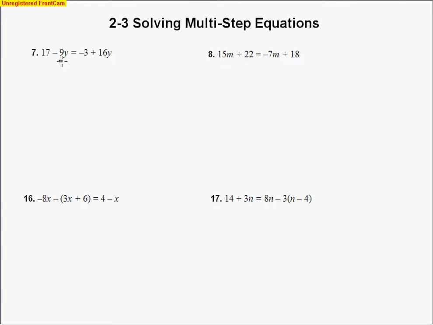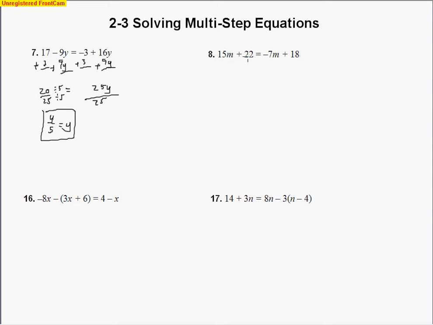So I'm going to go ahead and add the 9y to both sides, and at the same time add 3 to both sides. When I do that, I'm left with 20 equals 25y. So when I divide by 25, I have a fraction. I just need to reduce that fraction by dividing both the top and the bottom, the numerator and denominator, by 5. So I'm left with 4/5 as the value of y.